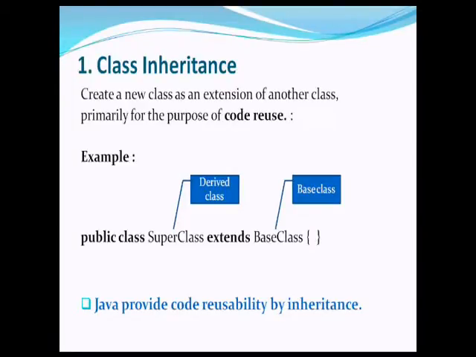There is one special case in Java inheritance, which is Java only allows a class to have one immediate base class, single class inheritance. The subclass itself can add its own new behavior and properties. The java.lang.Object class is always at the top of any class inheritance hierarchy. Java provides code reusability by inheritance.